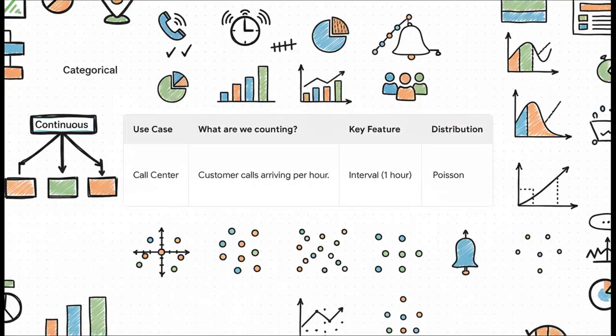You're counting how many calls arrive in 1 hour. There's no fixed number of trials, right? I mean, in theory, you could get 0 calls or you could get 1,000. You're simply counting how many times something happens within an interval. That is the perfect job for the Poisson distribution.